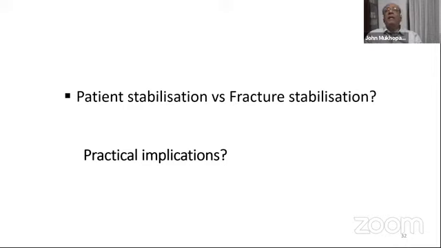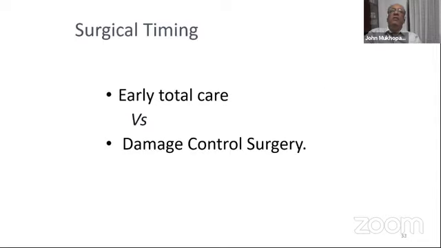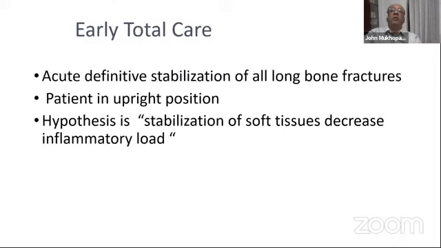Now, what are the practical implications of the knowledge that we have understood from this? One is you have to understand the difference between patient stabilization and fracture stabilization. This is where you might decide between early total care versus damage control surgery. So, acute definitive stabilization of all long bone fractures with the patient in the upright position, so allowing the patient to get up early.